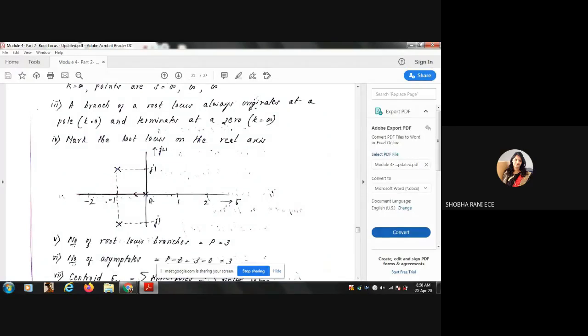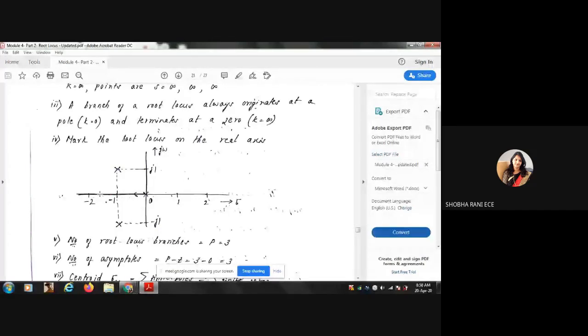If you just consider a point here, you can see the cursor here. For this point to lie on the root locus, to the right of this point you should have an odd number of poles and zeros. If you observe the cursor here, to the right of it you have one pole and no zeros. So 1 is an odd number, so this point will lie on the root locus. So the root locus will be present here.